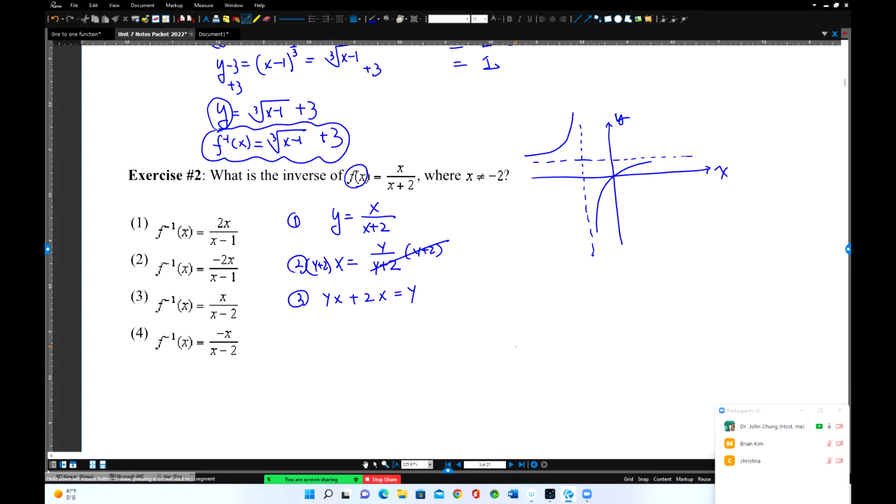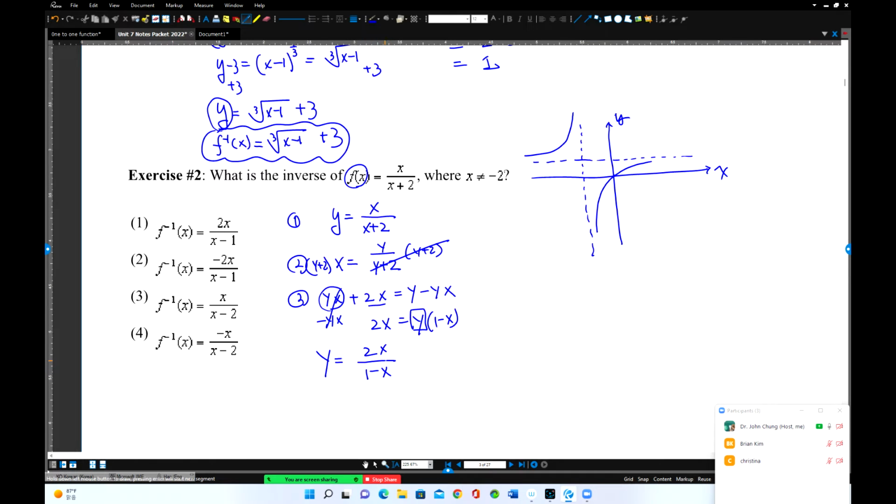Now I'm going to keep the variable y on one side. We move this one to the right: minus yx on both sides. Now combine this. We keep the y on the same side, so y is factored out: y times 1 minus x equals 2x. Now you have y times 1 minus x. How can you find y? Divide by 1 minus x on both sides. So y equals 2x over 1 minus x.